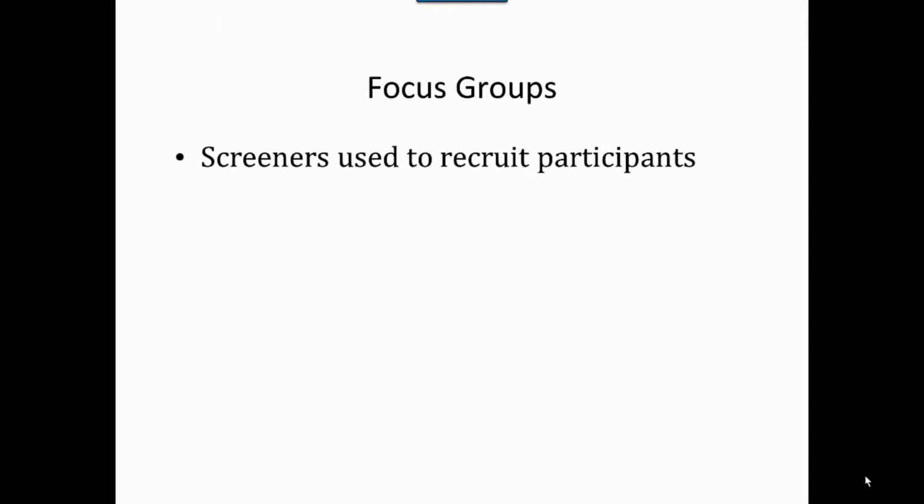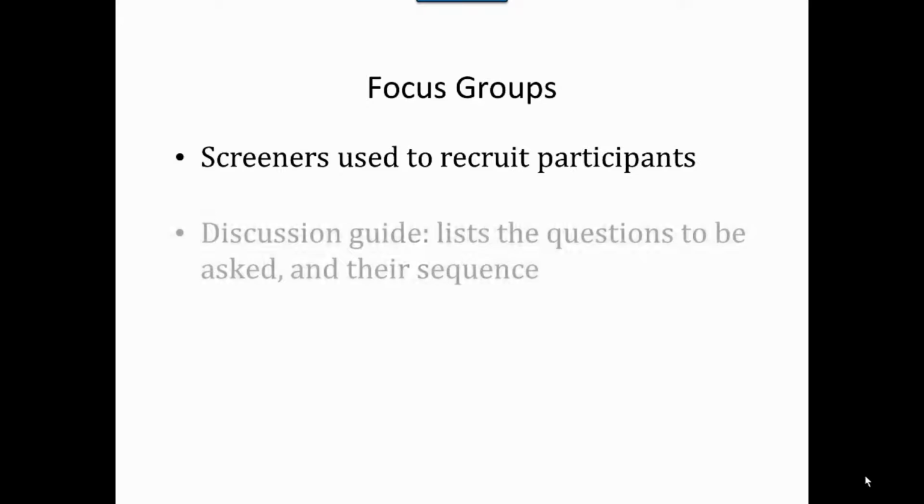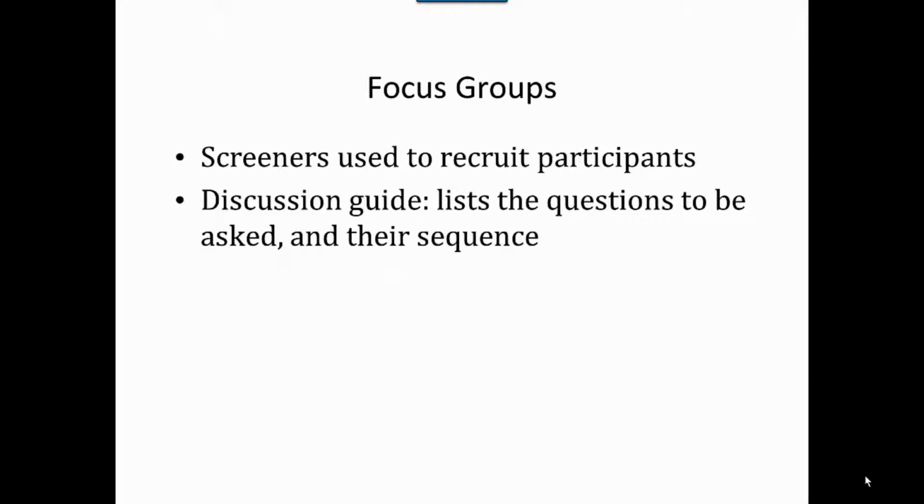The other thing you have to do before running a focus group is to prepare a discussion guide, which lists the topics and questions to be discussed, and the sequence in which they are to be discussed, and how much time is to be spent on each topic. The discussion guide helps the discussion stay on track and ensures that the group does not run out of time to discuss key topics. The guide also shows the sequence of questions to be discussed, which is very important.